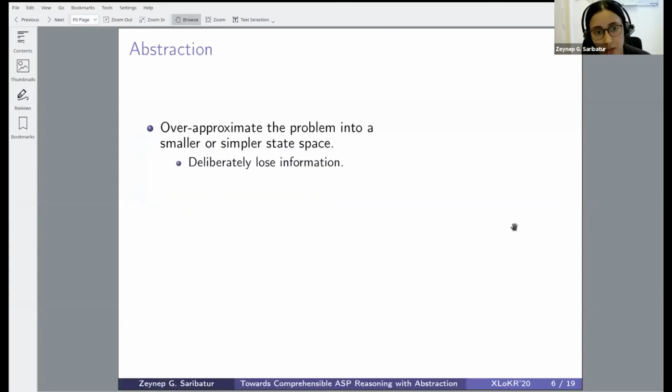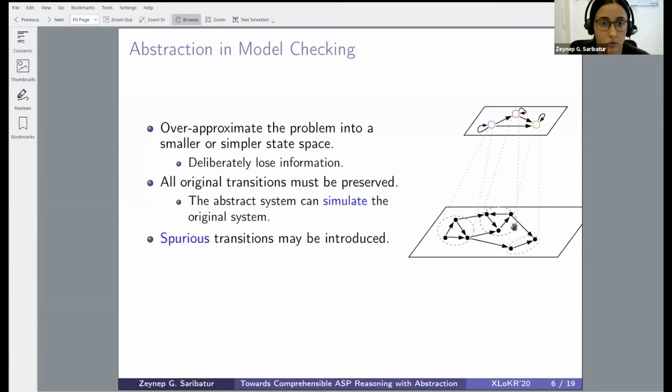The idea of abstraction is about over-approximating the problem into a smaller and simpler state space by deliberately losing information. This idea has been used especially in model checking, where they describe models through transition systems. From a given original transition system, they want to construct an abstract transition system and ensure that all original transitions are preserved in the abstract model. This way, the abstract system can simulate the original system.